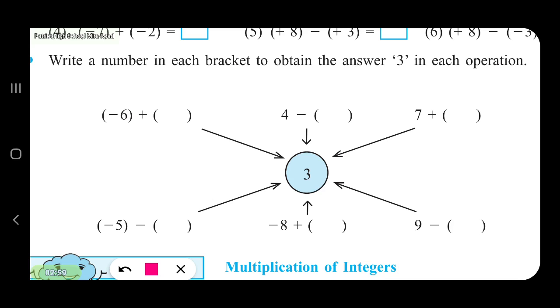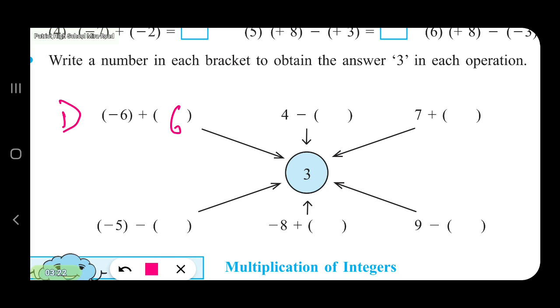Write a number in each bracket to obtain the answer 3 in each operation. So let us consider this first operation. This is the first operation, and by putting any number here we should get a 3. Suppose we put a number 6. 6 minus 6 plus 6 will be 0. So we need something bigger than this so that we get the answer 3.